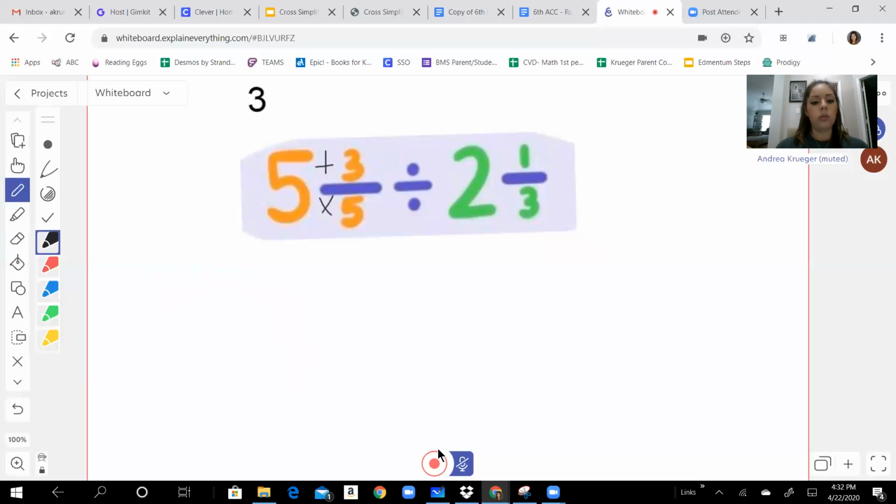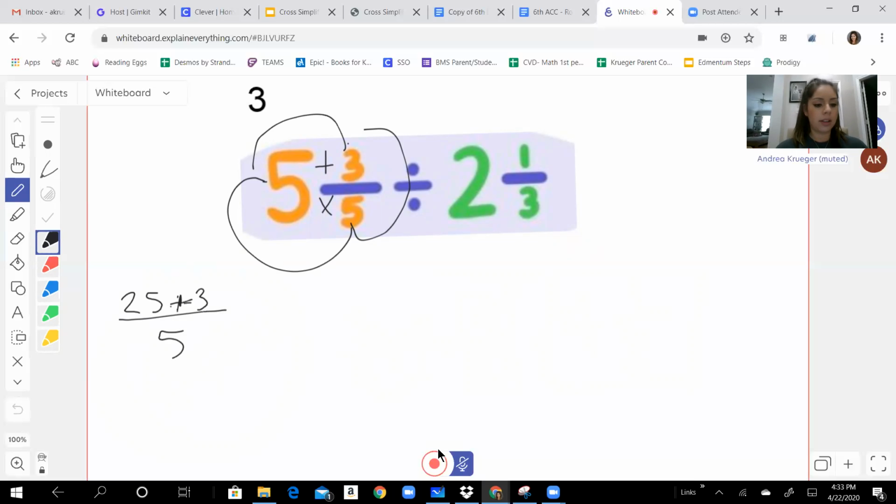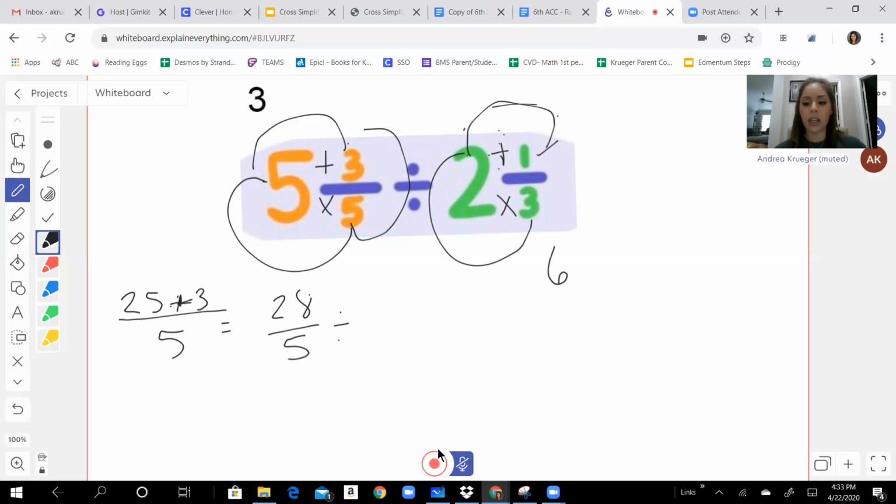So we know to do our popcorn, 5 times 5 is 25. 25 plus 3 is going to be over 5, which gives us 28 over 5 divided by... Let's popcorn our second mixed number. 3 times 2 is 6. 6 plus 1 is 7, and this is going to go on top of 3. So 28 over 5 divided by 7 over 3.